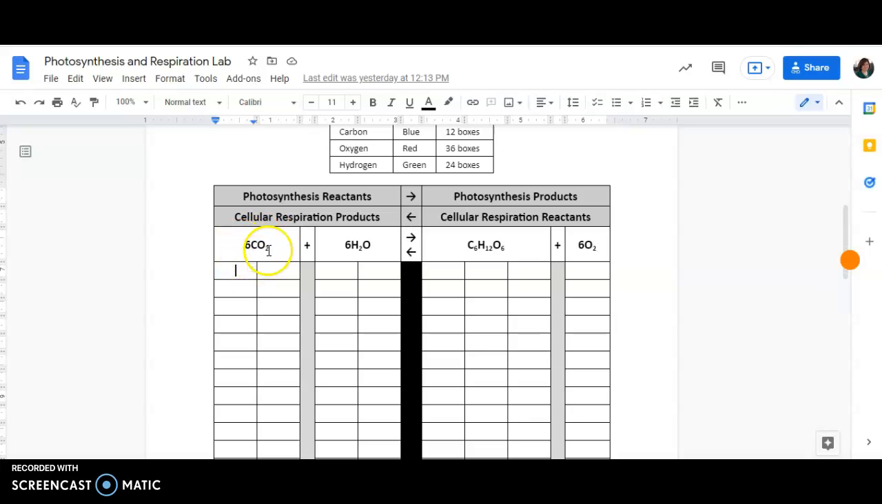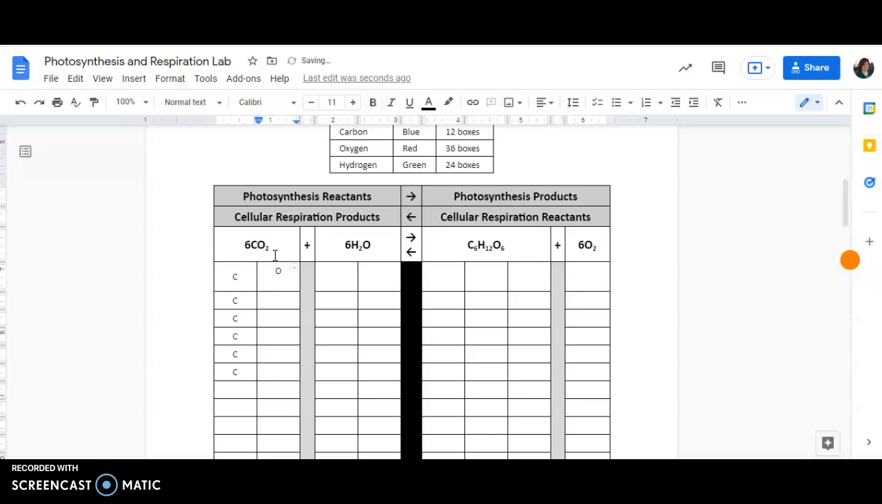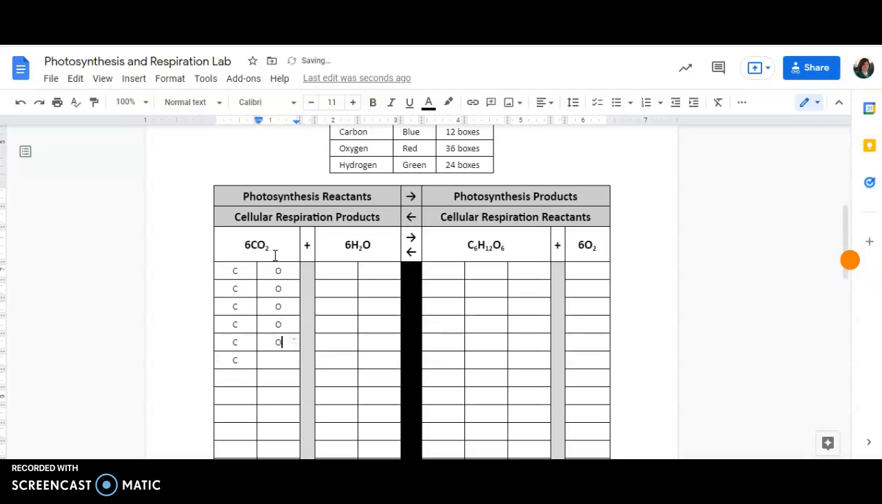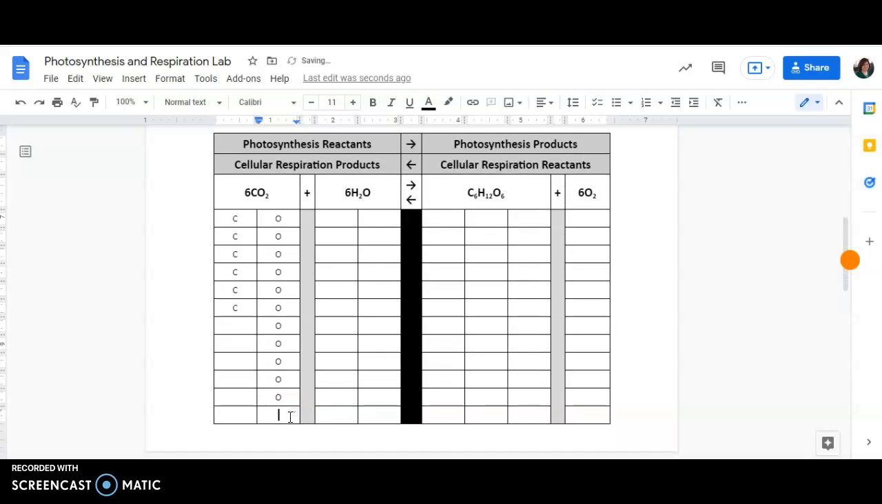We start with carbon dioxide, CO2. There's 6 CO2 here. So I have C, but there's 6 of those, and there's not a number after the C, so it's just 6. I have 3, 4, 5, 6 of those. And then when I get to the O's, 6 times 2, there's actually 12. Type those in. 7, 8, 9, 10, 11, 12.